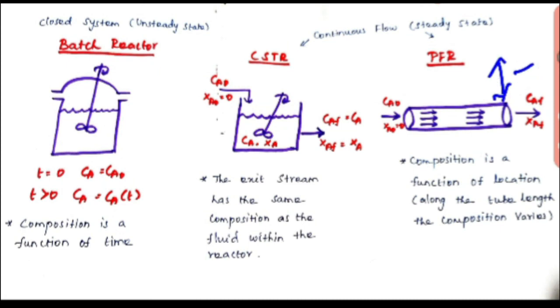In batch reactor your composition is a function of time, and in plug flow reactor your composition is a function of location, and in continuous stir tank reactor you should have the composition the same both in the exit stream and within the reactor.